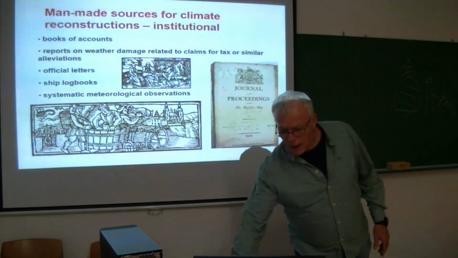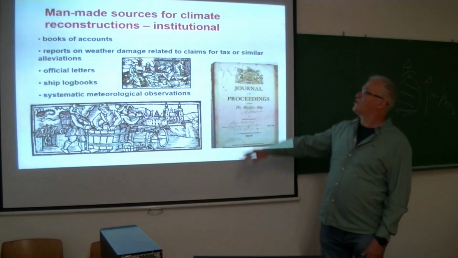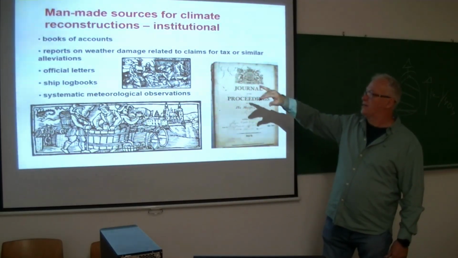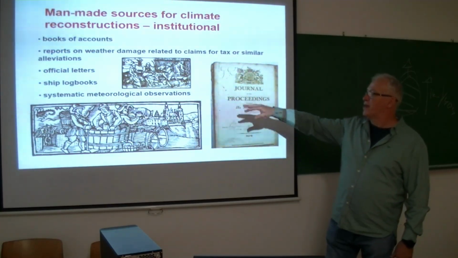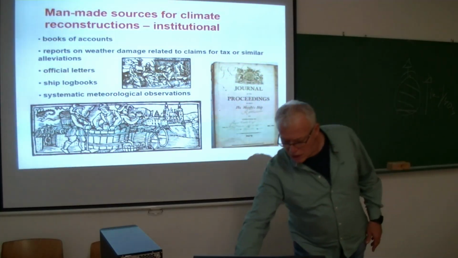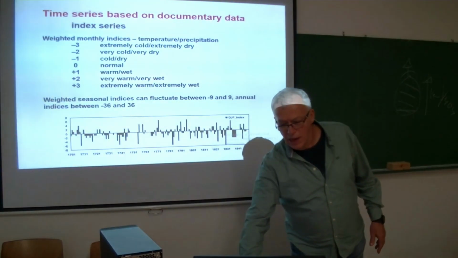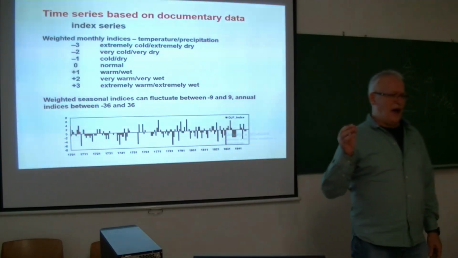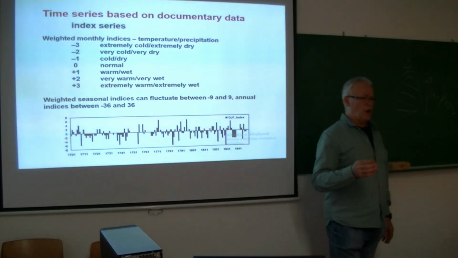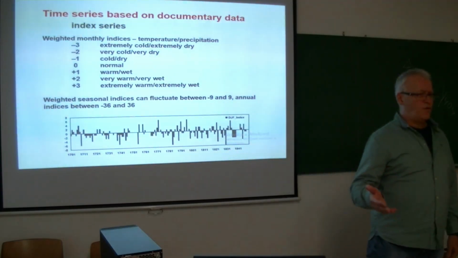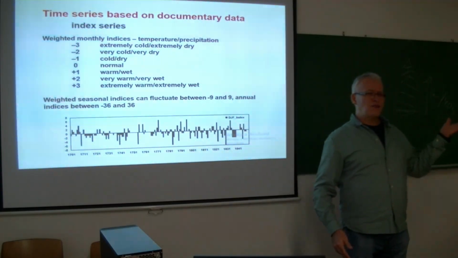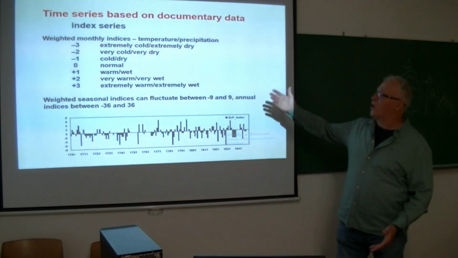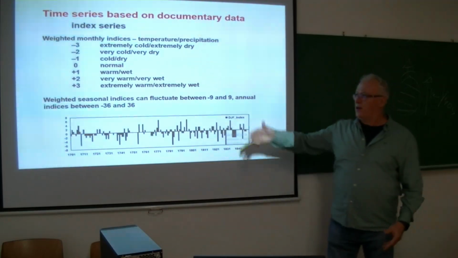Okay? And man-made reconstruction, institutional, these are the types of reconstruction: books of accounts, official letters, ship logbooks, systematic methodological observation since the time of the Enlightenment. And it's very interesting, possibly a little bit boring, but according to methodology, a crucial innovation was in the last third of the 20th century: how we can transform descriptive sources into time series. This is the technology, the weighted indices method.